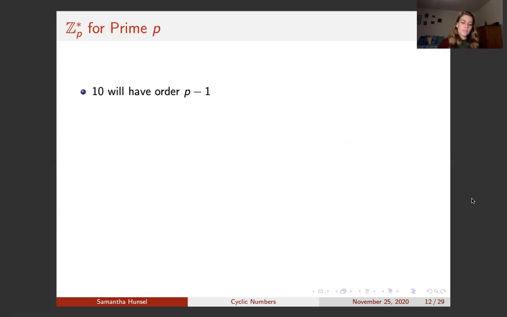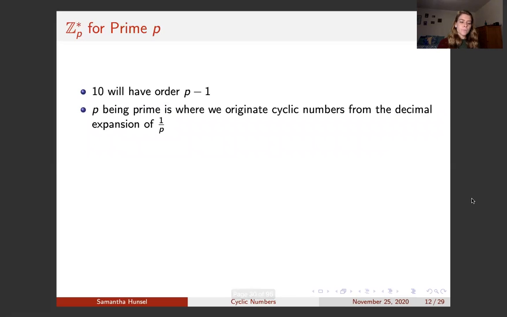We know that the order of 10 mod p is p minus 1, due to Fermat's little theorem and Euler's totient function, results of those two things. And this is where we actually find our purely repeating decimals. There are no factors of 2 or 5 for primes not equal to 2 or 5, and so that's where we get our purely cyclic numbers.